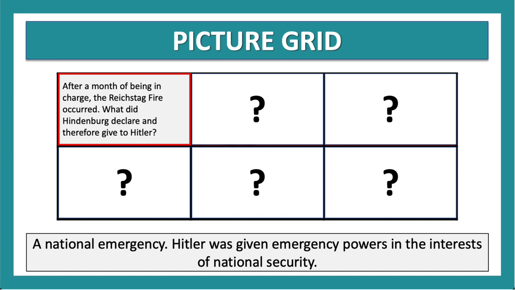Great. Brilliant. So Hindenburg declares a national emergency and therefore gives Hitler emergency powers, basically this Article 48, for Hitler to do what he needs to do or what he sees fit as Chancellor in the interest of national security, to get to the bottom of this and try and root out all these saboteurs who had the audacity to burn down the Reichstag. Okay, great.